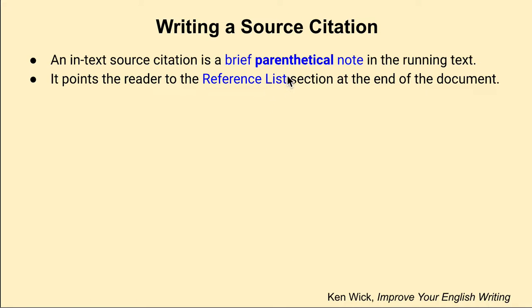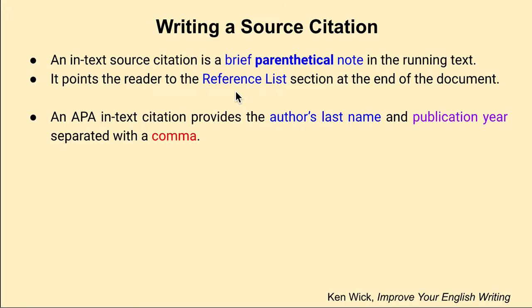The brief parenthetical note is just enough information to point the reader to the reference list section at the end of the document. The APA calls it the reference list. In the MLA it's called the works cited. In Chicago Manual Style it's also called works cited, but the APA calls it the reference list. So the brief parenthetical note contains just enough information to point you to the reference list.